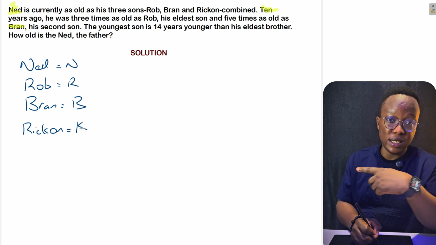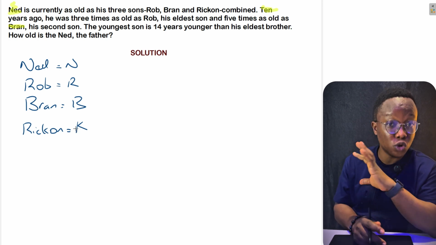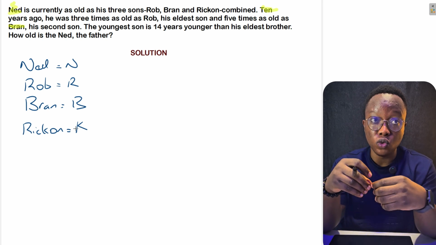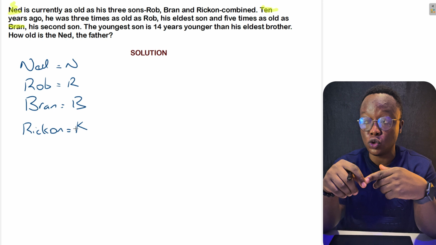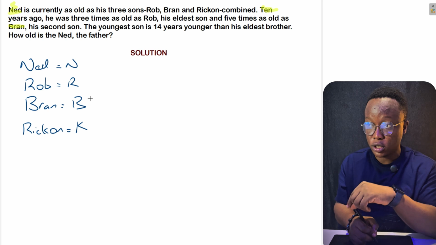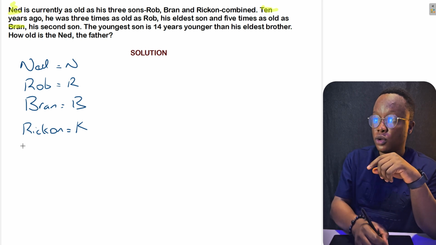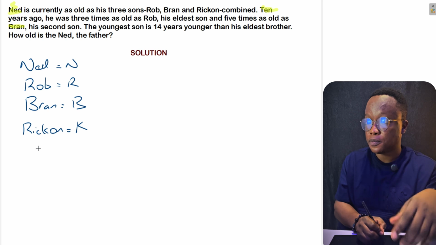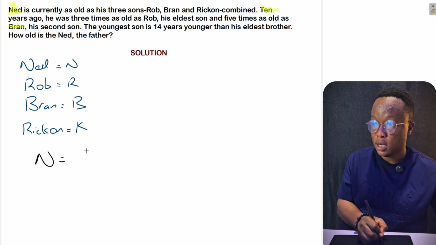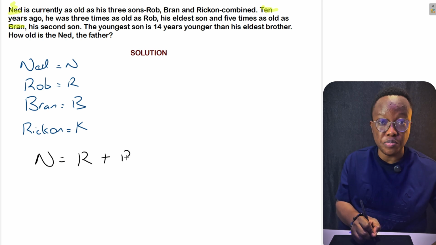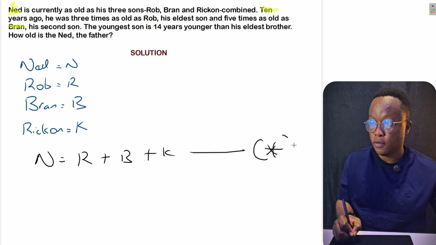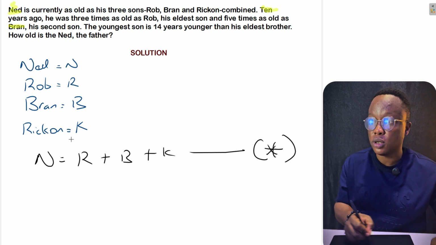All right. So let's interpret the question. Now, question interpretation is usually the key. When you miss question interpretation, you actually do miss the entire question. So interpreting the question is as important as solving the question. So we have Ned. The question says Ned is currently as old as his three sons. So N is equal to R plus B plus K. Let's call this equation star. Very important. We're coming back to this equation.